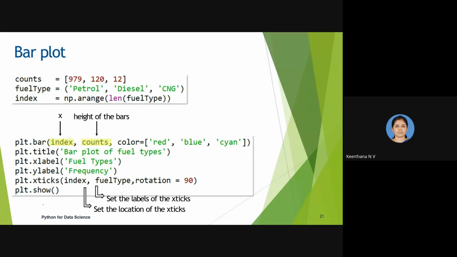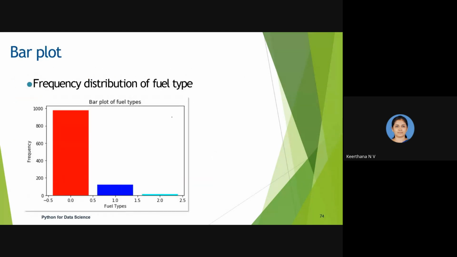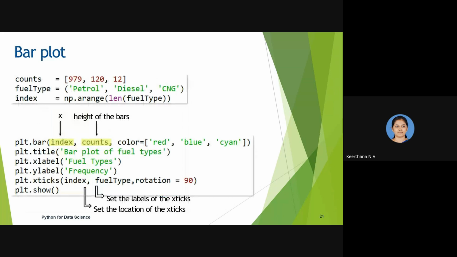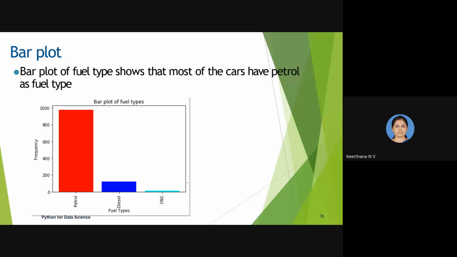So you can also give the set of labels. For each thing, you can give the labels also by using the syntax x of index, and rotation equal to 90 degrees means it will be rotated by 90 degrees, and it will be giving the titles.